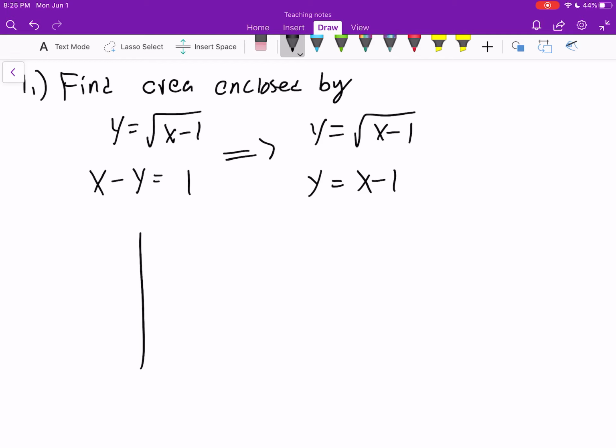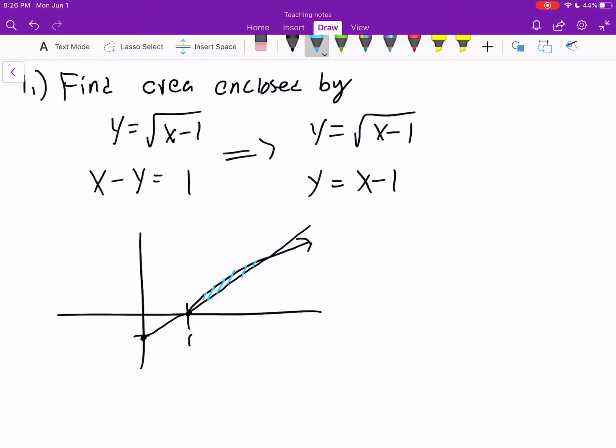So when we graph those, square root of x minus 1 is the square root function shifted 1 to the right. So it's going to look something like that. And then x minus 1 is the line y equals x shifted 1 to the right. Or you just plot 2 points and draw the line.